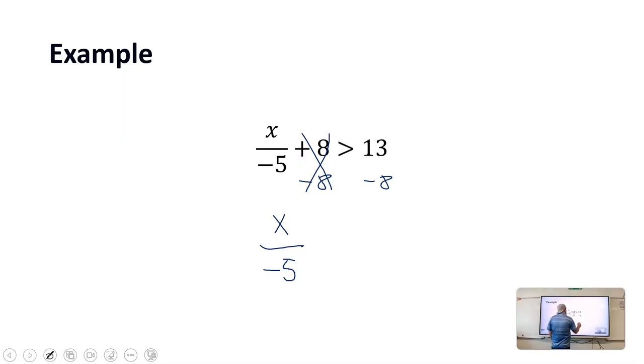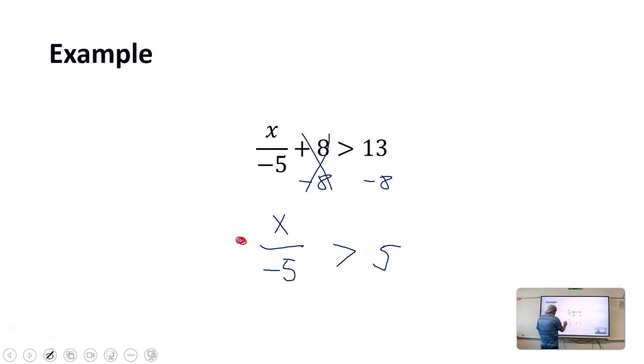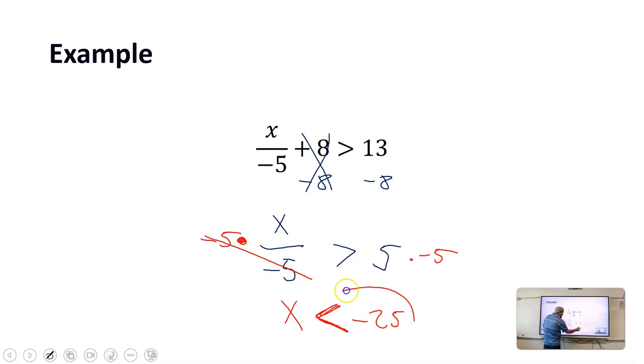Okay, 13 minus 8 is 5. Okay, I haven't multiplied or divided by a negative yet, so my sign still stays the same. But right here on this step, look what's going to happen. I have to times by whatever the denominator is, which is negative 5. So I got to times by negative 5. Those cancel out. x, 5 times negative 5 is negative 25. So you see how it changed from a positive to a negative because I multiplied by a negative? That means instead of having it as a greater than, it has to switch to a less than to make it a correct solution set.